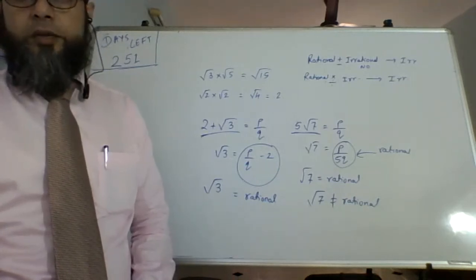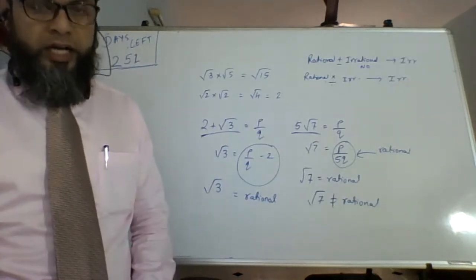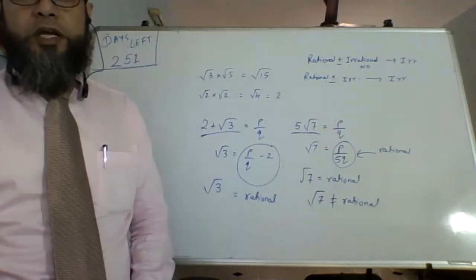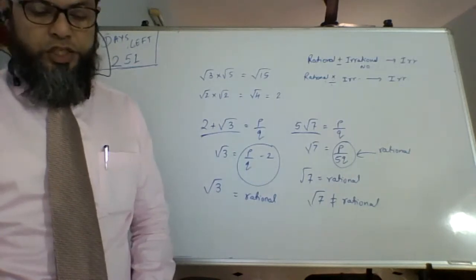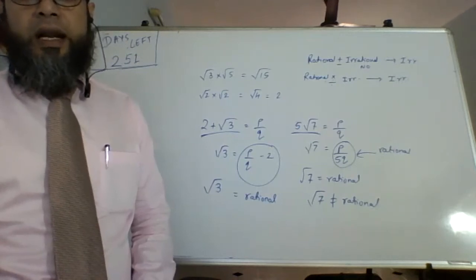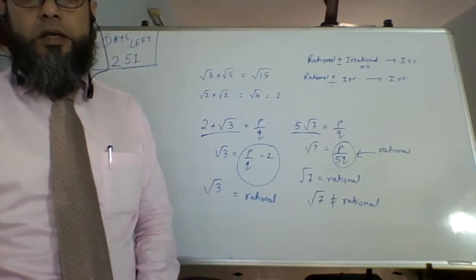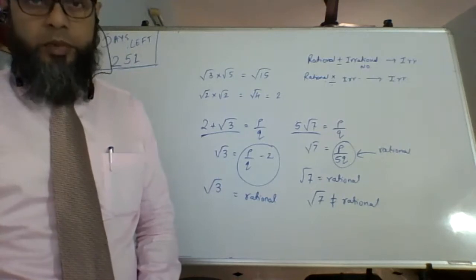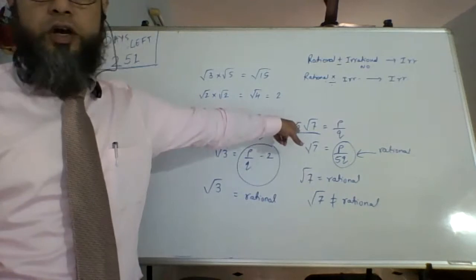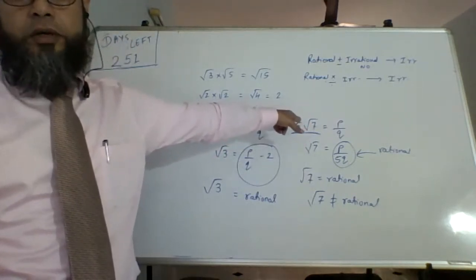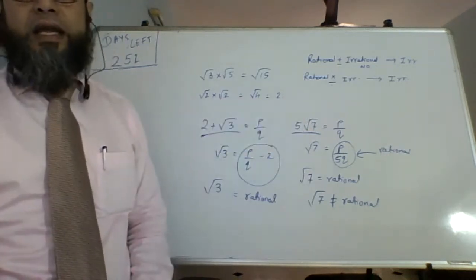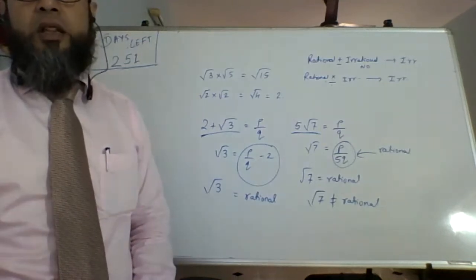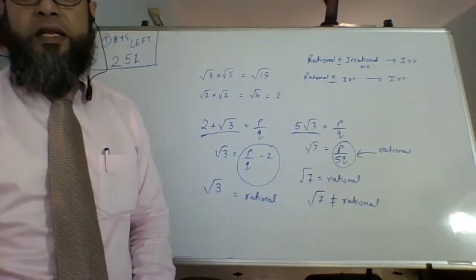Second property. Write that down. Multiplication or division of a non-zero rational number with an irrational number is also an irrational number.